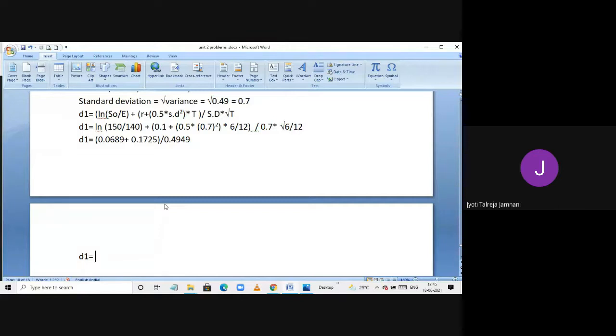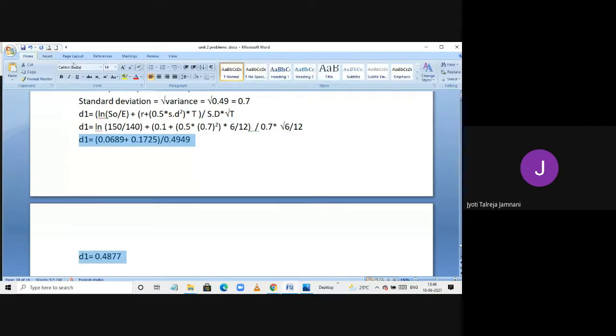Okay, now we'll add the numerators, 0.0689 plus 0.1725, divided by the denominator 0.4949. You get 0.4877. Is everybody with me till here? Are you getting this answer? Yes, ma'am.